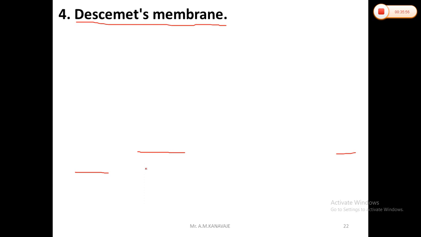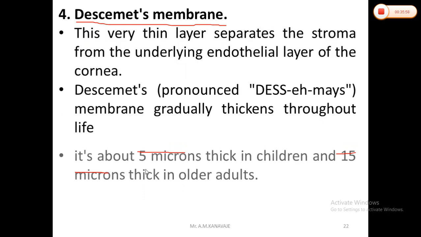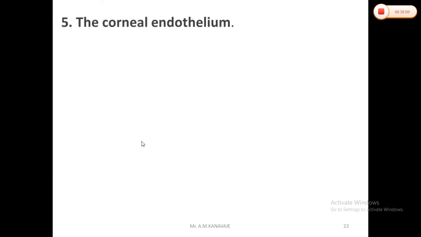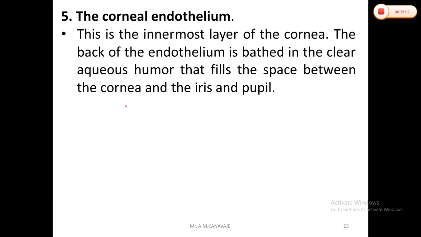We have seen the functions of the cornea in anatomy also, and now we are discussing it in detail. The corneal endothelium is the innermost layer of the cornea. At the back of the endothelium is clear aqueous humor that fills the space between the cornea and the iris and the pupil.